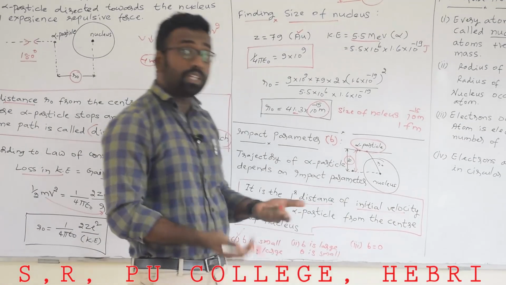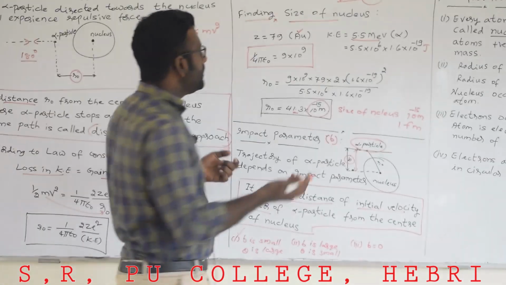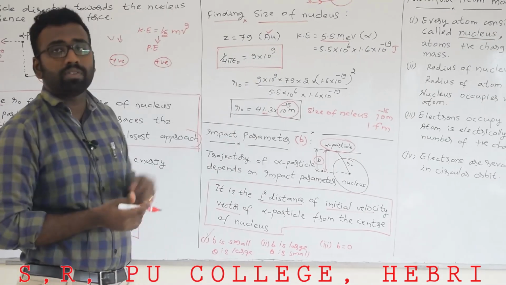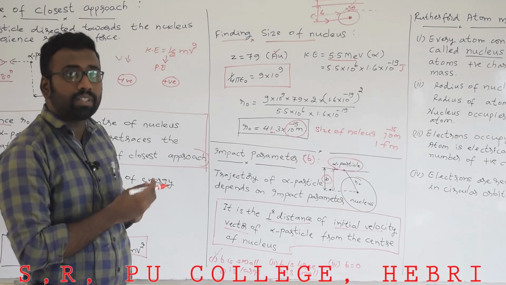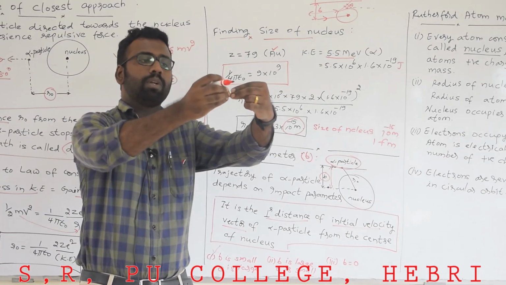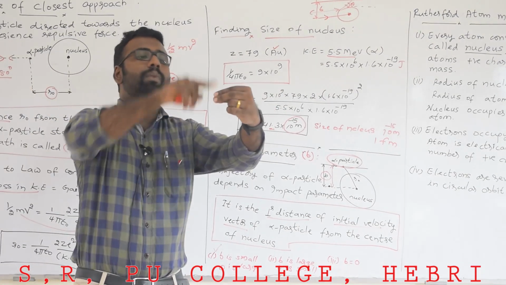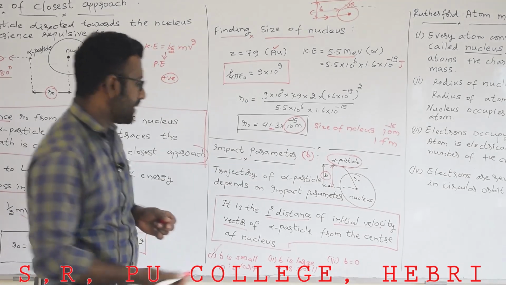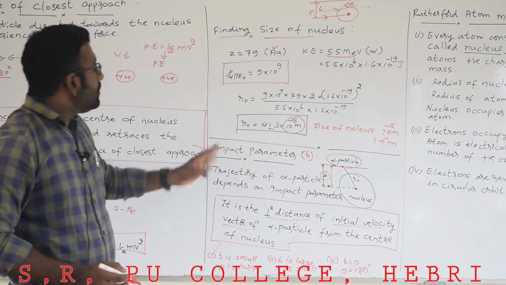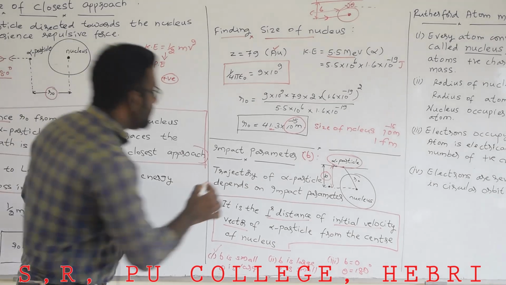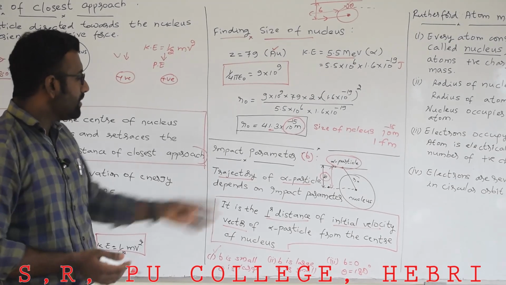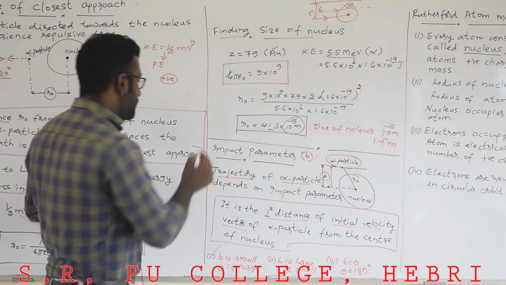Now we will go to B equal to 0. What is the meaning of B equal to 0? B equal to 0 means it comes directly at the center of the nucleus. What happens then? We know that it will rebound along the same path, making an angle of 180 degrees. So theta is equal to 180 degrees. So the impact parameter is important because the trajectory of the alpha particle depends on it. That's all about this one. It may be asked for 1 mark.